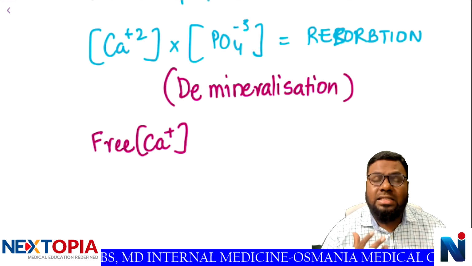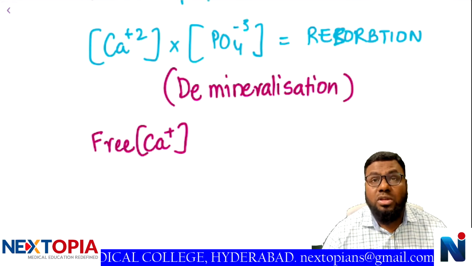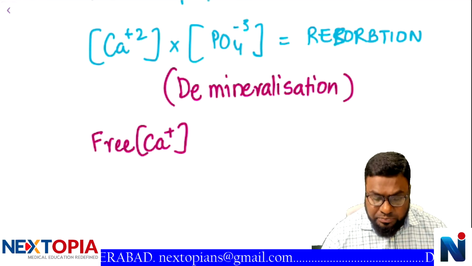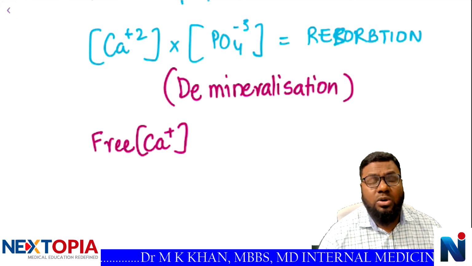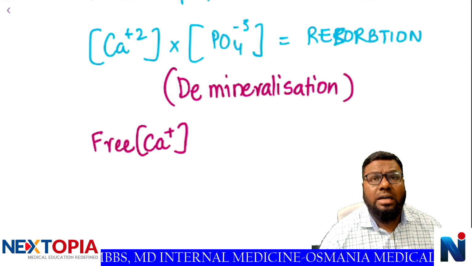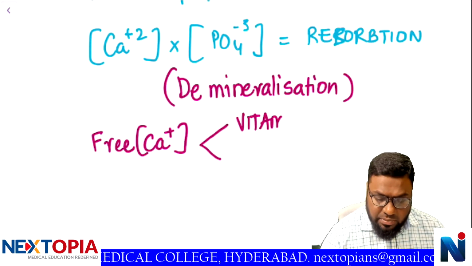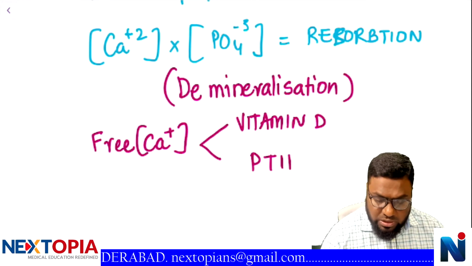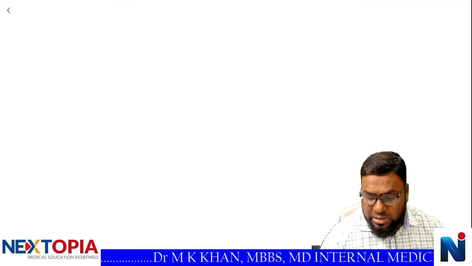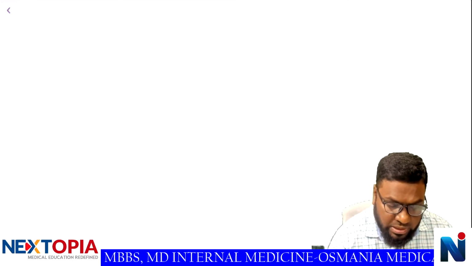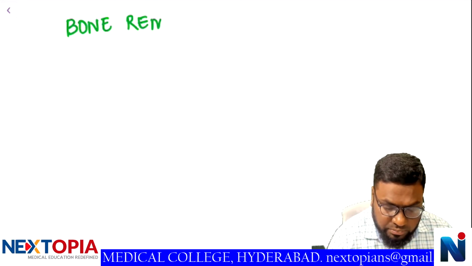If there is any mismatch in this deposition and resorption, what will happen? Patient will develop osteoporosis, all right, and various other clinical disorders. So please remember that the hormonal control of the free calcium is via the parathyroid hormone and the vitamin D. Vitamin D and parathyroid hormone, they control the free calcium. How, we'll discuss shortly from now. But before this, let us try to understand the concept of bone remodeling.